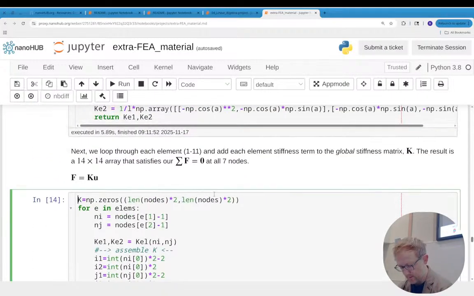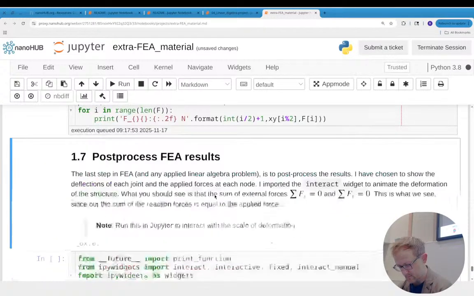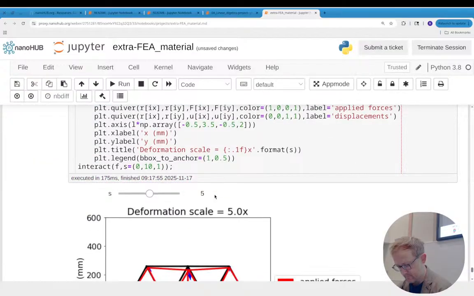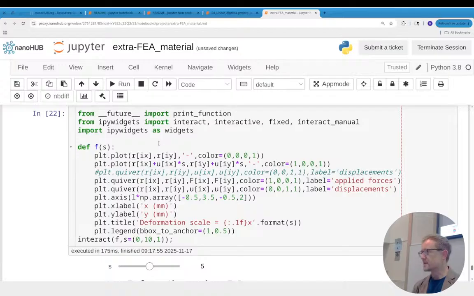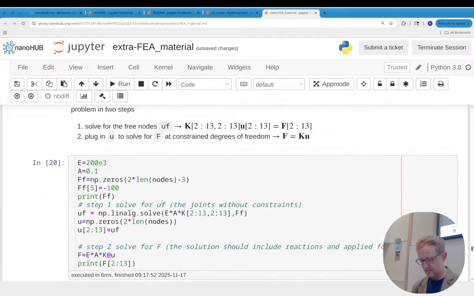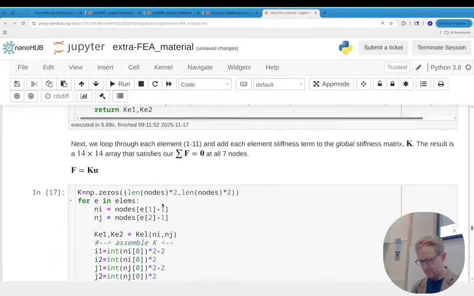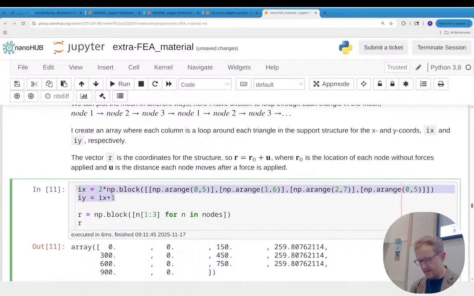And all right, so we got that coming through. Save the work. There's also an example of how to post-process these results. It's specific to this one case, like this IX and this IY have to be defined, coming back up. I know I'm scrolling up and down. It gets defined this way in this extra FEA material.